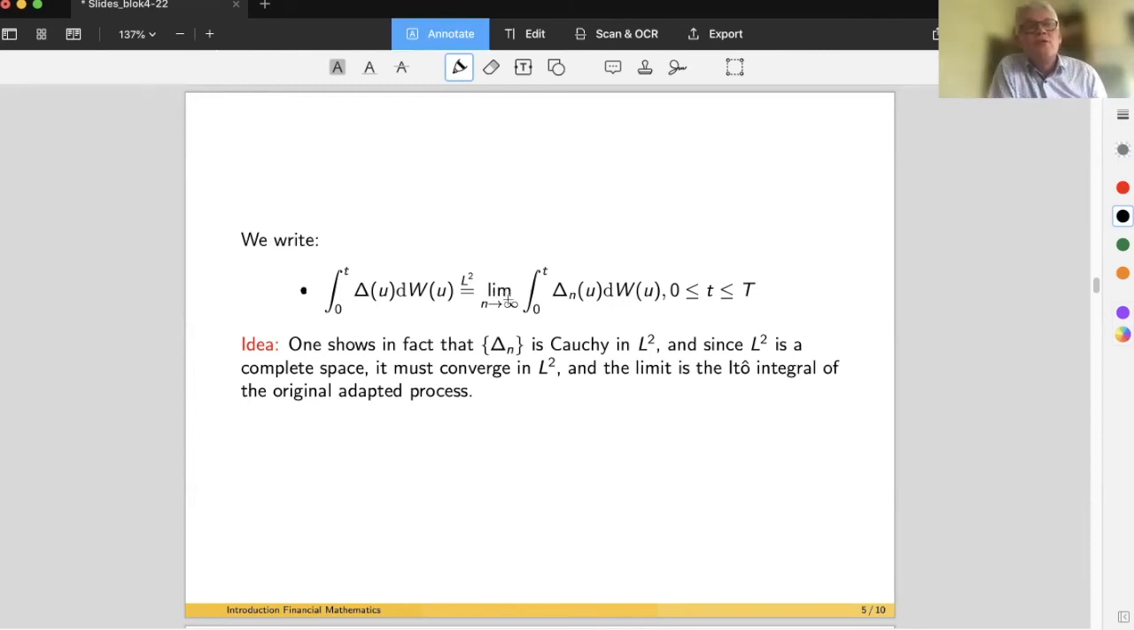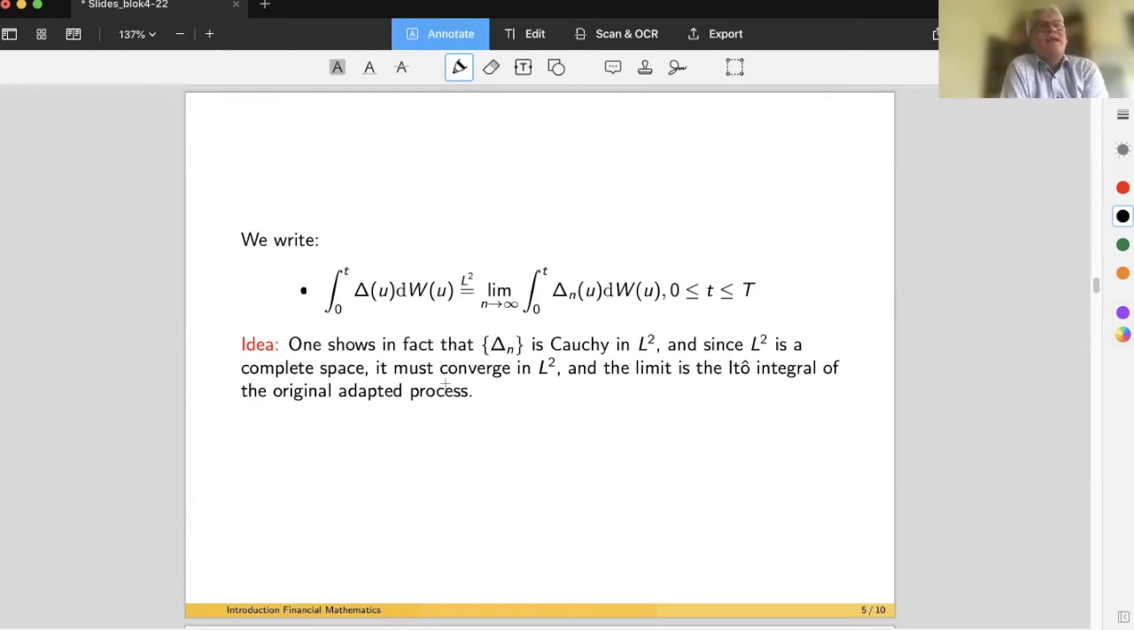So what you have to do is to approximate your function by simple processes. And for these, you know what the Ito integral is. And of course, it's an increasing sequence. And we will do a little hand waving here. Details are skipped, and I leave it to you to check the details if you're interested. But in fact, one shows then that Delta^n is Cauchy in L2. And based on that, we can prove the convergence, in fact.